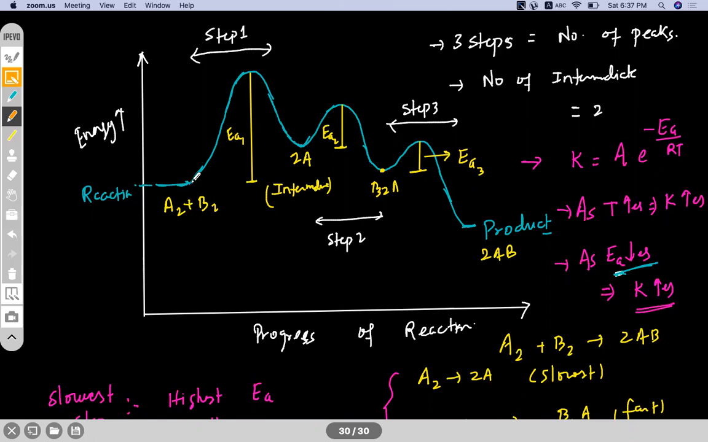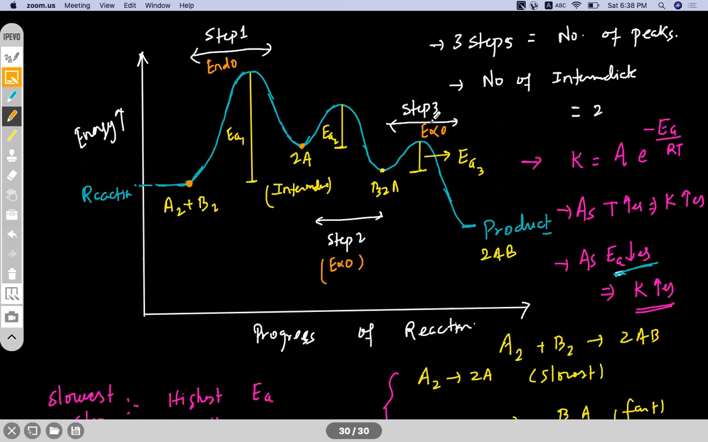Since the energy of the intermediate, the product you get in the first step, is more than that of the reactant, the first step is endothermic. With this graph, we can say that in the second step the energy of the product is lesser than that of the reactant, so it is exothermic. The third step is also exothermic.